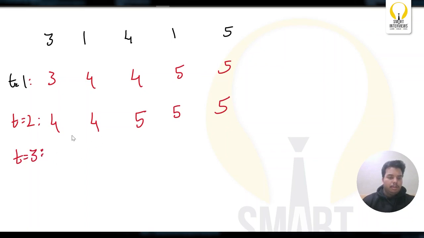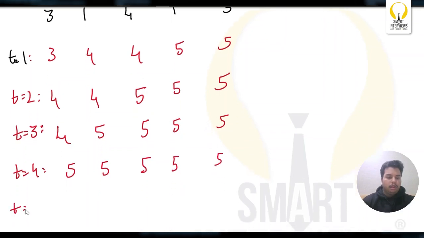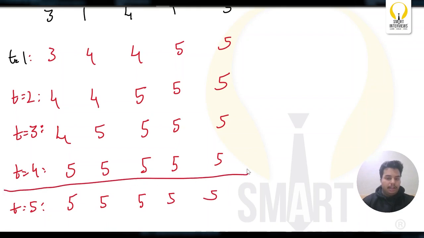Then repeat the process. Is 4 less than 4? No. Is 4 less than 5? Yes. And this all will be the same. At t equal to 4, is 4 less than 5? Yes. Again, it will be the same. Is 5 less than 5? No. Everything will be the same. So do you see, at this time, if you repeat the process from here, the array will be the same. It won't change. So you need to output this time.